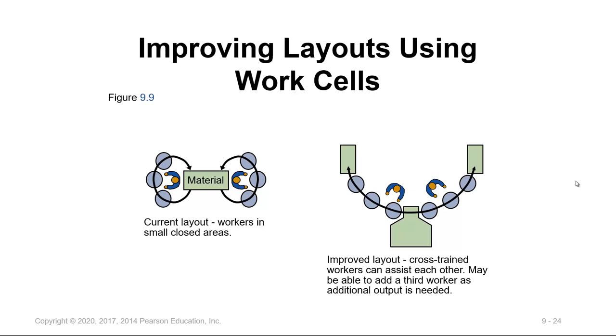This is an example of improving layout using work cells. In the current layout, workers in small closed areas cannot increase output without a third worker and a third set of equipment. In the improved layout, cross-trained workers can assist each other, and we may be able to add a third worker as additional output if needed.